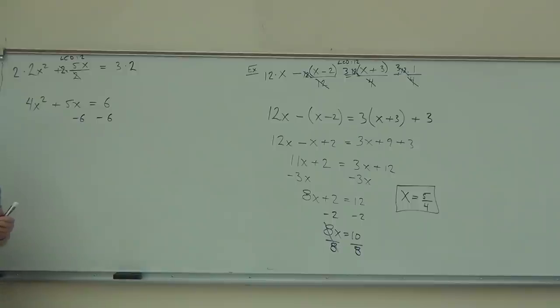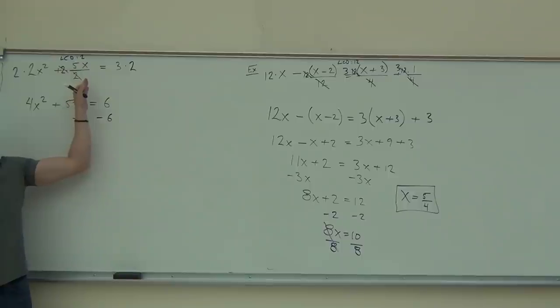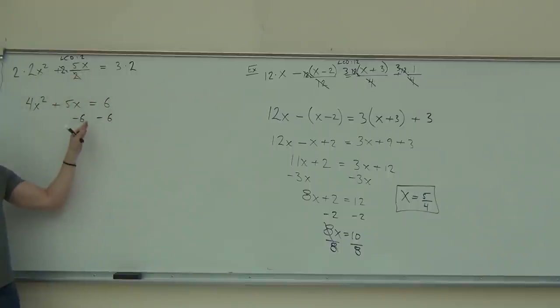Now, here's a question for you. Could you have moved the 3 first? Yeah. Sure. And the same thing would work out. Notice if you moved the 3 first, you have minus 3 there, right? If you multiplied everything by 2, you'd still have the minus 6 that we're about to get. So it works out either way. It's fine.